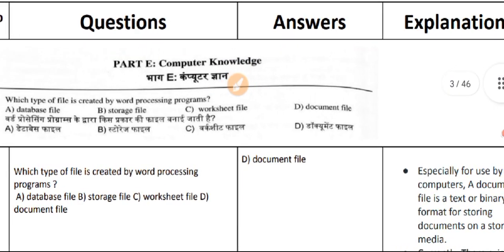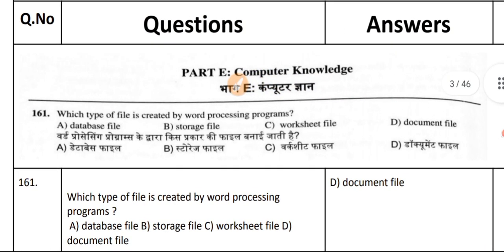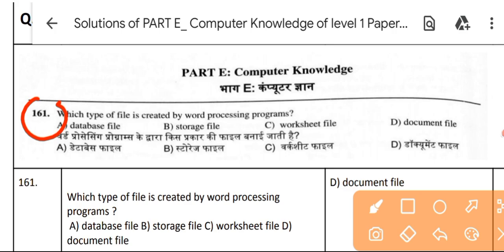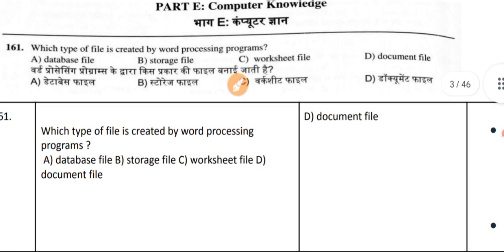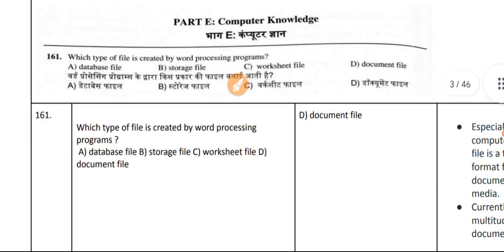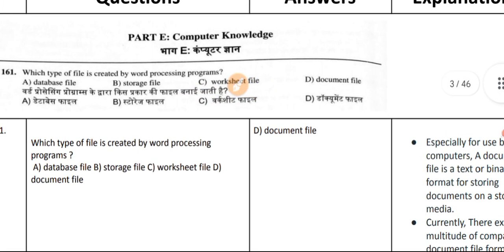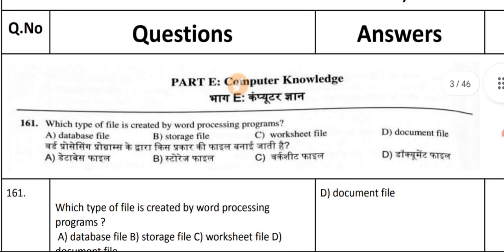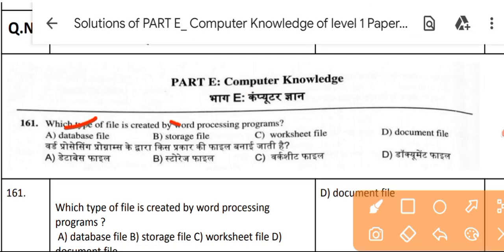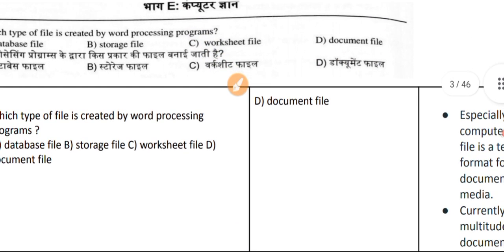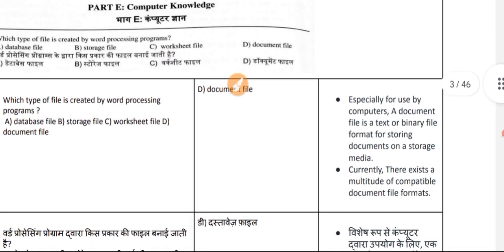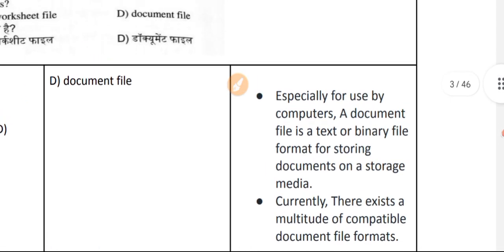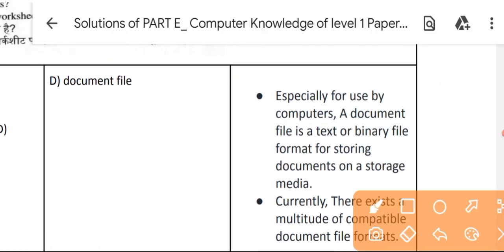Okay, let's start. The first question, 161, asks which type of file is created by a word processing program. Among the options, database file, storage file, worksheet file and document file, the answer will be the document file.